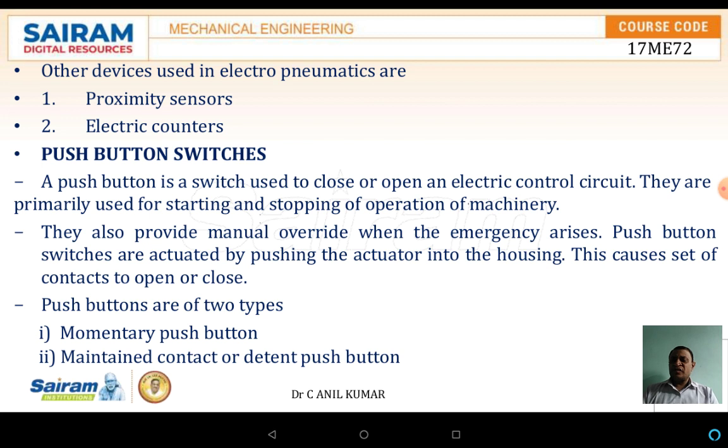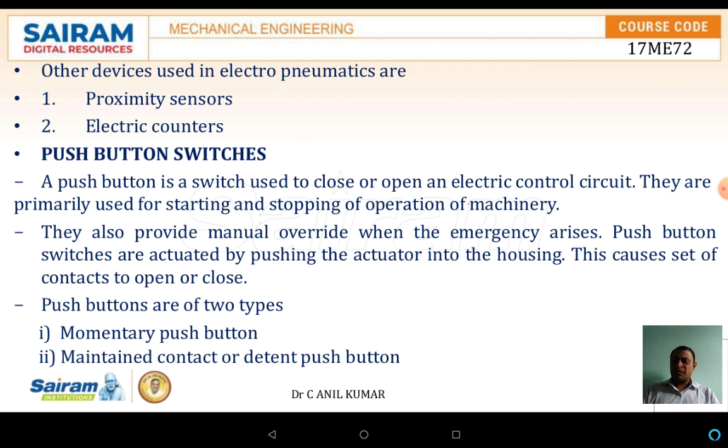The other devices normally used in electrical systems may be proximity sensors or electric counters. The first we are discussing is the push button switches. Push button switches are used to open and close electrical control circuits. They are primarily used to start and stop the operation of machinery. They also provide manual override when an emergency arises.